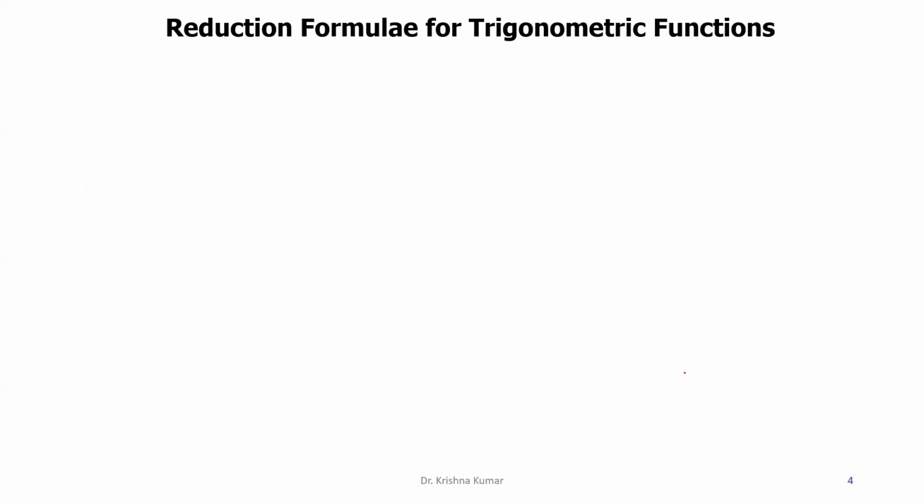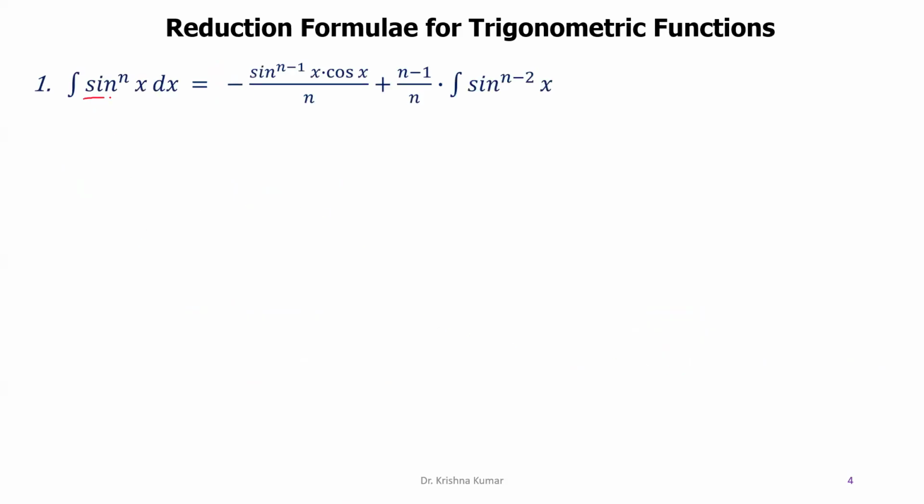Now, the next part is the reduction formula for trigonometric functions. The first formula is integration of sine to the power n x with respect to x, which is equal to minus sine to the power n minus 1 x into cos x upon n, plus n minus 1 upon n into integration of sine to the power n minus 2 x with respect to x. This is the reduction formula of the trigonometric function sine to the power n x. Here n is reduced to n minus 2.